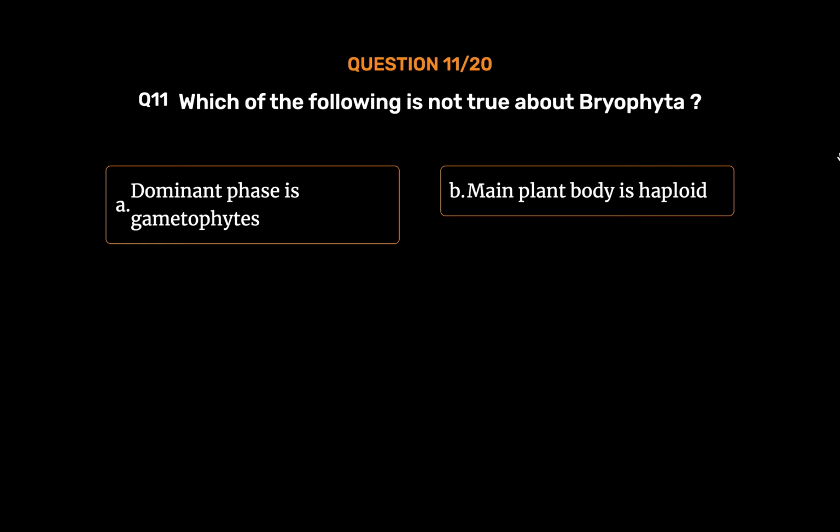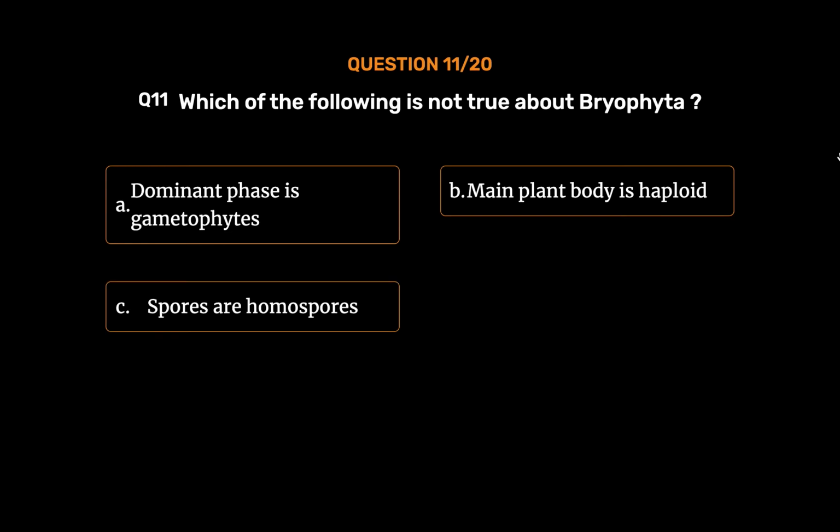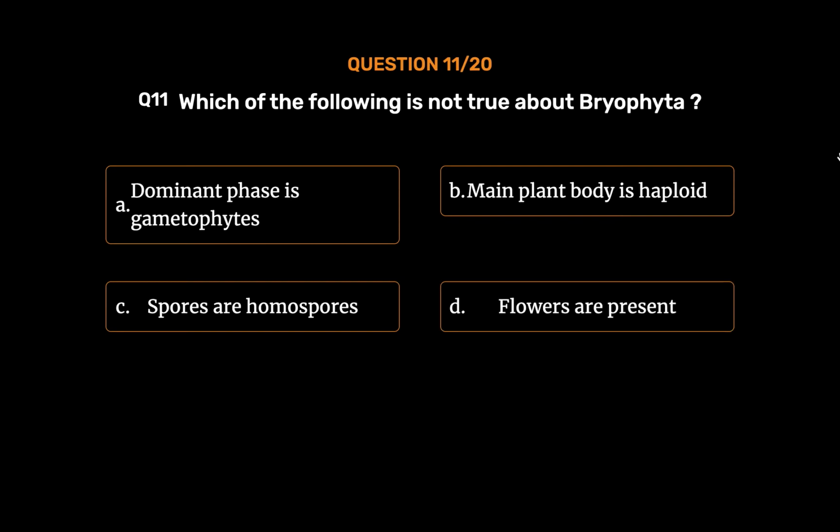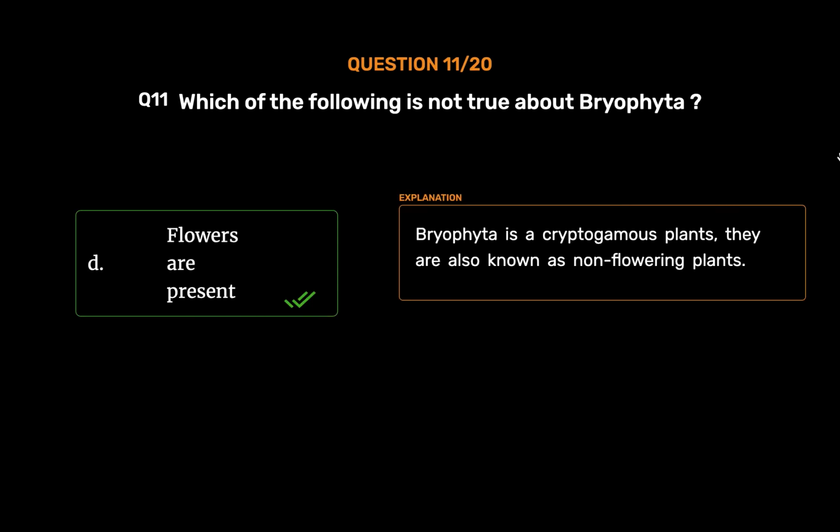Option B. Main plant body is haploid. Option C. Spores are homospores. Option D. Flowers are present. The correct answer is option D. Flowers are present. Bryophyta are cryptogamous plants. They are also known as non-flowering plants.